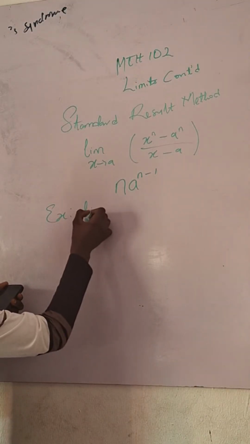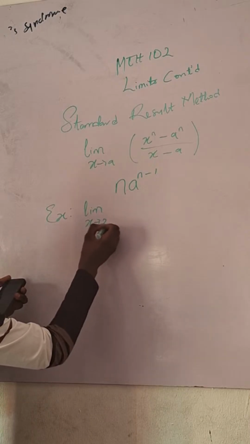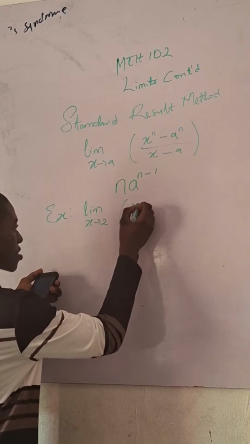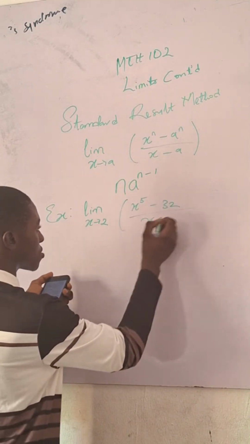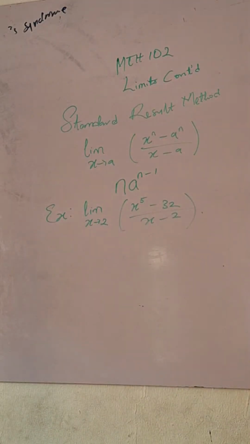Limit of x approaching 2 of x raised to power 5 minus 32 over x minus 2. We should be able to solve this now.